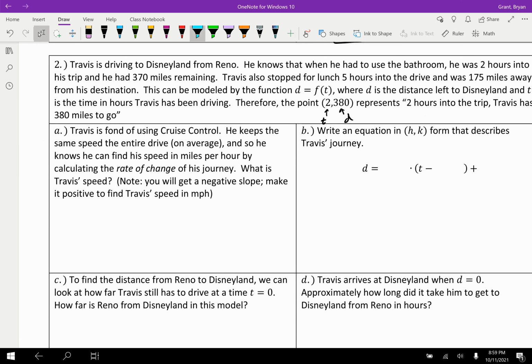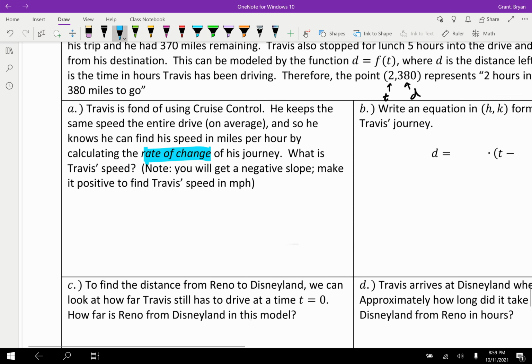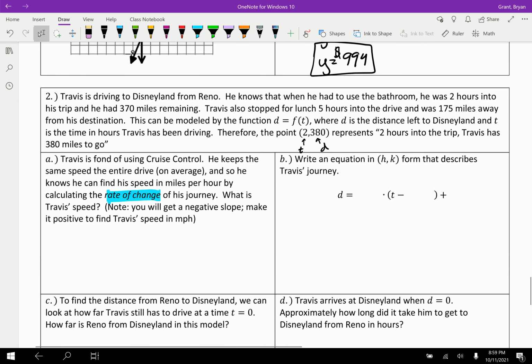Well, they told us to calculate the rate of change. In order to calculate the rate of change, I think we need 2 points. Did they give us 2 points here? Well, I think they definitely gave us (2, 370). I don't know why it says 380 there. Let's go with (2, 370) and pretend there isn't a typo in the middle of the problem. So we have (2, 370). And then we also have a second point. I think we have the point (5, 175).